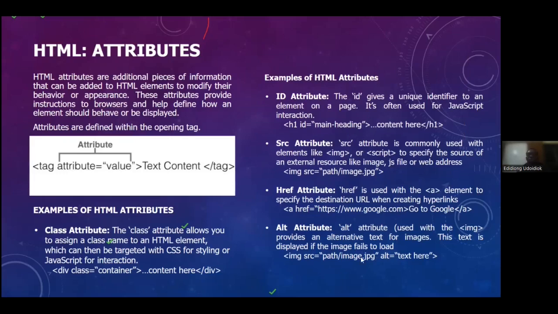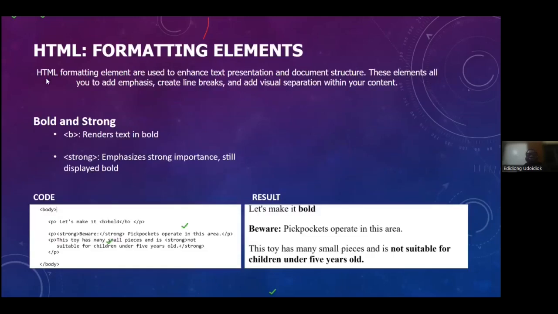Then you have alternate. Alternate is if you have a source in your image tab and the image is not there, what should appear? What should it tell the user? So you have the alternate text that will appear if your image is not found. Okay, we have what we call formatting elements. We have elements that are used to format our display in HTML.